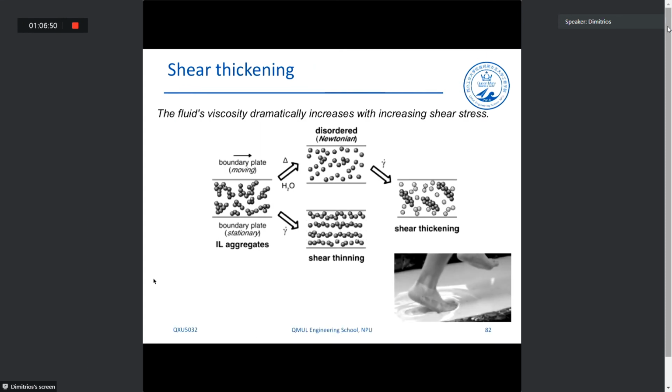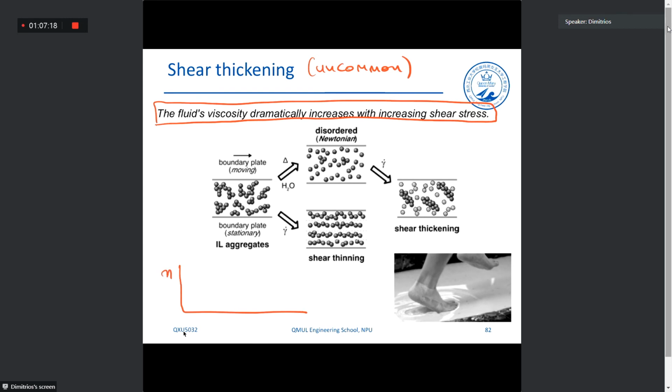Now, the inverse of shear thinning is shear thickening. Okay, and it's a bit uncommon, but it's generally very interesting because in shear thickening behavior, the fluid's viscosity increases dramatically with increasing shear stress. Okay, so in this case we have the viscosity versus shear rate. Okay, it's a constant -1. In this case we have a behavior that looks like that. Okay.